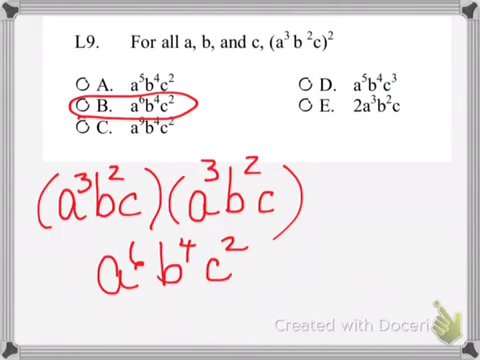Number 9, a to the third, b squared, c, all squared. Remember, square means to write it twice and multiply. So I wrote it twice. I added my exponents for a and got a to the 6th. I added my exponents for b and got b to the 4th. And I added my understood exponent of 1 and got c squared. So the answer was B.